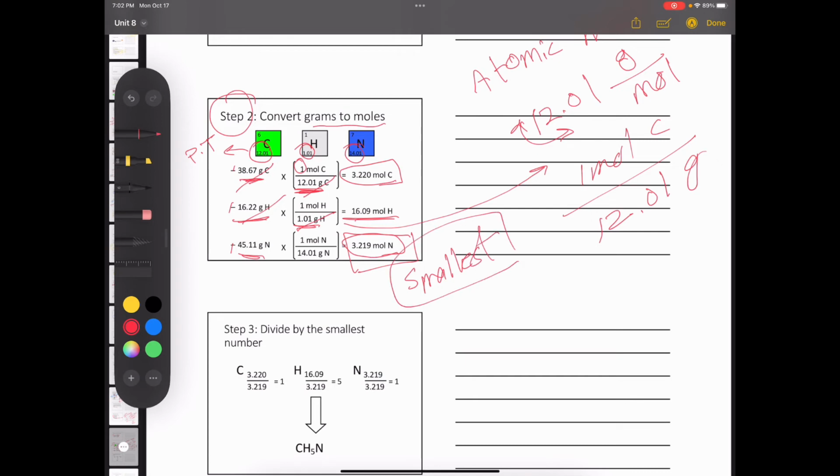This is the smallest mole calculated, for the nitrogen. So you'll divide everything by 3.219. You'll divide the moles of carbon, which is 3.22, by 3.219, and that would equal approximately 1. You'll do the same thing for the hydrogen: 16.09 divided by 3.219 would be equal to 5. For nitrogen, it would be equal to 1 because we're dividing 3.219 by 3.219.